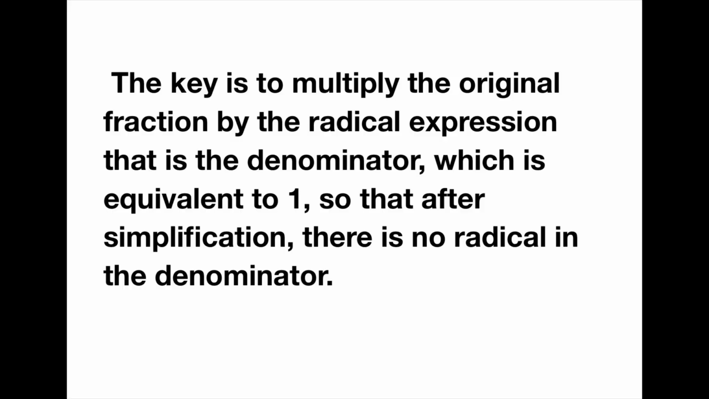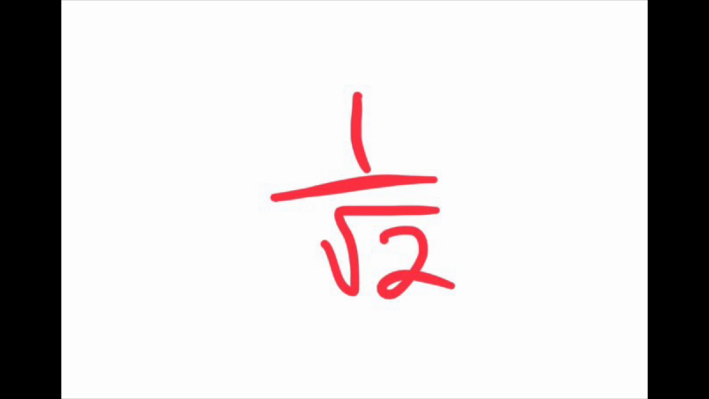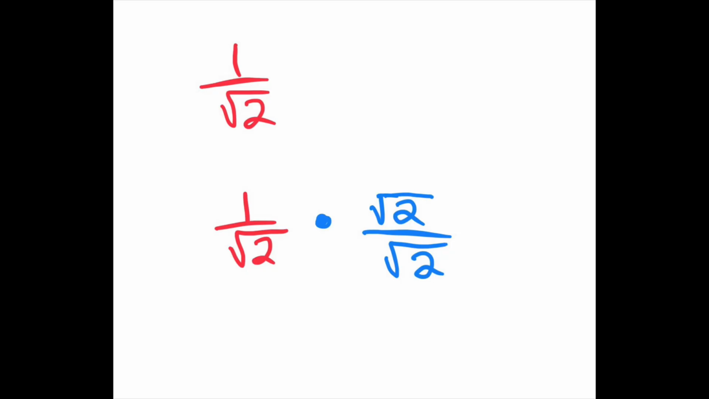The key thing to remember is that you have to multiply the original fraction that is given to you by a radical expression which is equivalent to 1. If it is radical 2 at the bottom, you multiply by radical 2 over radical 2, so that radical 2 over radical 2 is equivalent to 1. You're not changing anything. When you do that, you rationalize the denominator: radical 2 times radical 2 leaves you with 2 in your denominator. So let's get into a first example on how to rationalize a denominator.